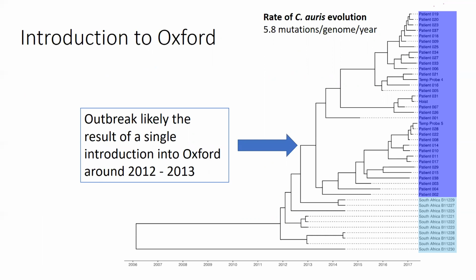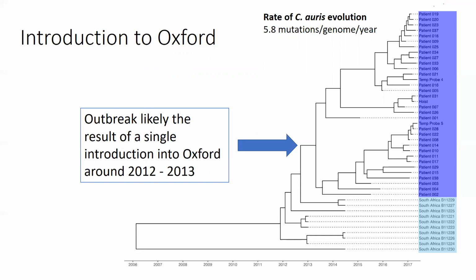And so we can then work out, if we trace back the ancestry of all of our strains, when was the common ancestor of all of them? And we can say that the outbreak was likely the result of a single introduction to Oxford sometime around 2012, 2013. Which is quite a long time before we had any idea that there was an issue going on, which is quite telling.